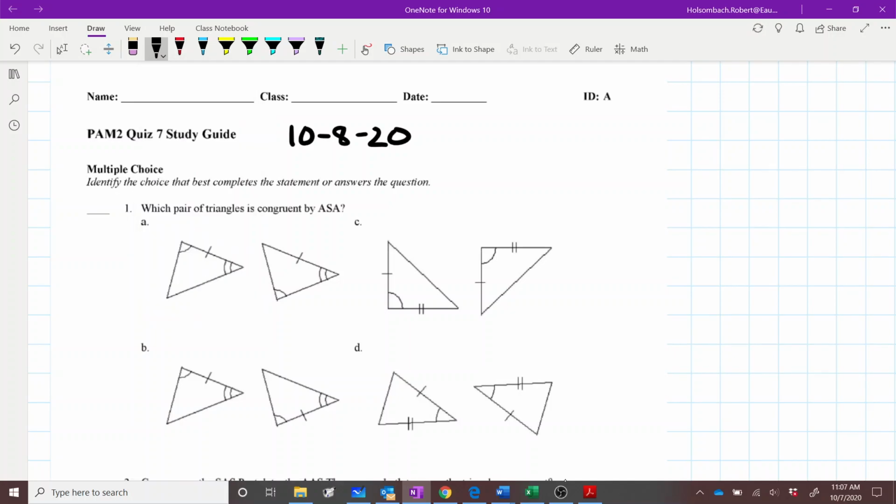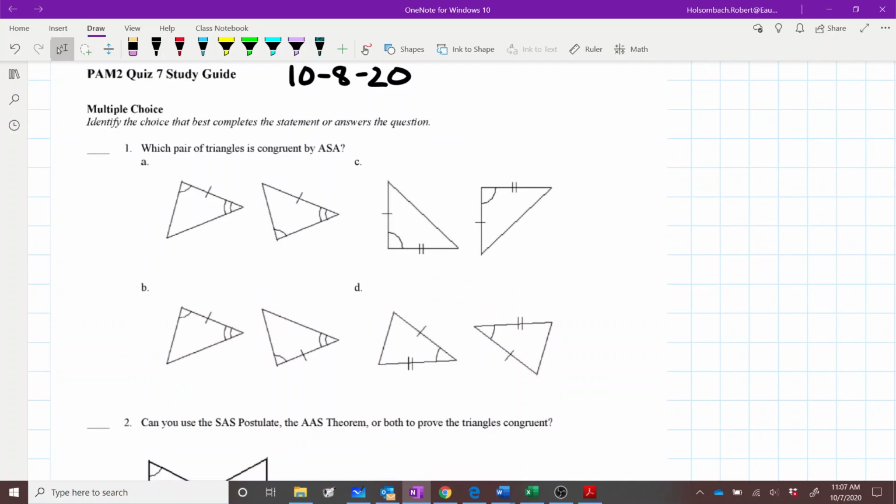Alright, question number 1. Which pair of triangles is congruent by ASA? That's angle, side, angle. So here, option A, we've got an angle, a side, and an angle congruent to an angle. Alright, in this problem, the side that's congruent is not included, so we can't use choice A. Choice B, we've got angle, side, angle, and we've got angle, side, angle. So this is an option.